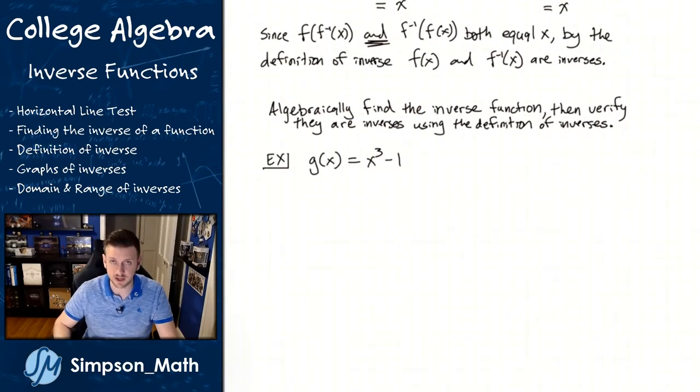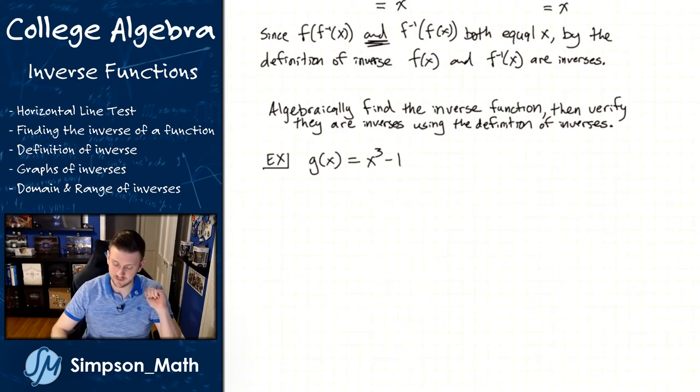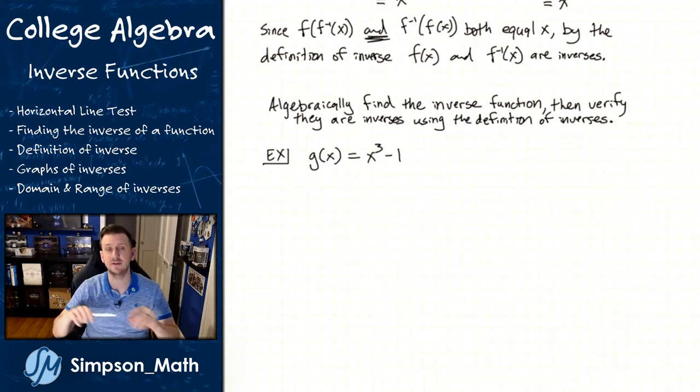All right, so let's switch gears and do the same thing, but for something that's not so almost trivial like that linear function. So I have g of x this time. g of x is x cubed minus 1. I want you to pause the video and try this on your own. Find the inverse, which I'll come back in a second and do. And once you're happy that you know the inverse, then verify that they're inverses. So pause the video and try that on your own.